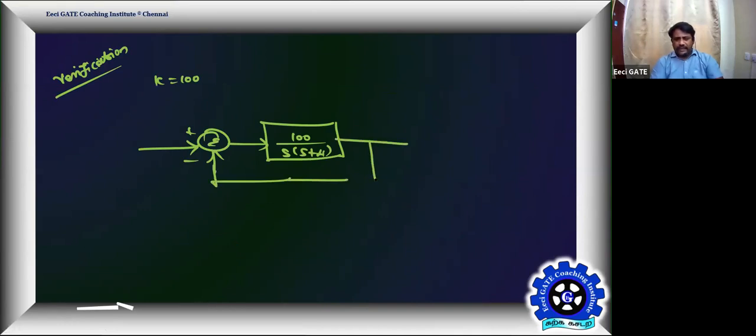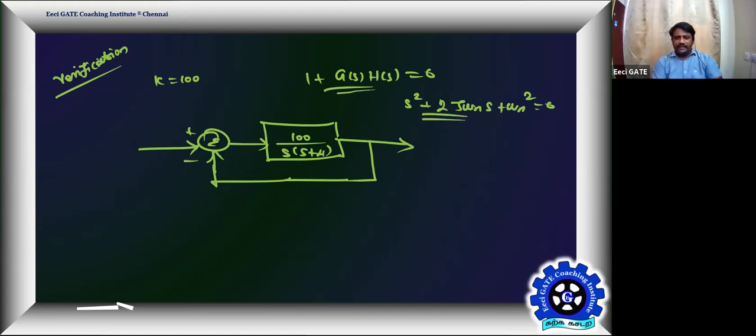So you can take only the denominator. Shortly, one can play like this. 1 plus g of s h of s is the denominator. Equate this to 0. That is resembling s square plus 2 zeta omega n s plus omega n square equal to 0. Poles. Okay, denominator equal to 0. So that's your denominator.